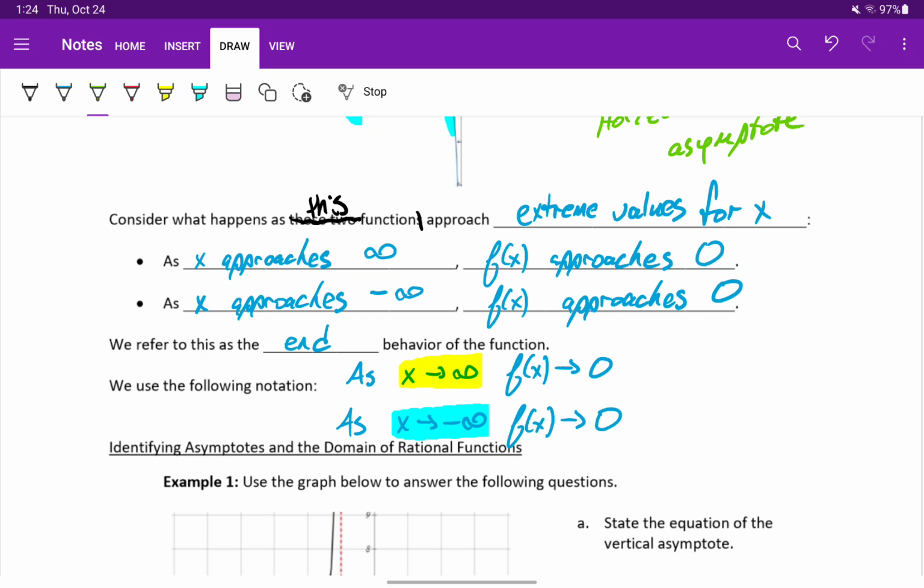Whenever we end up with a number value here, like we did in this case, 0 and 0, that tells us that we have a horizontal asymptote, and the equation for that asymptote is y equals whatever that number is that we came up with.